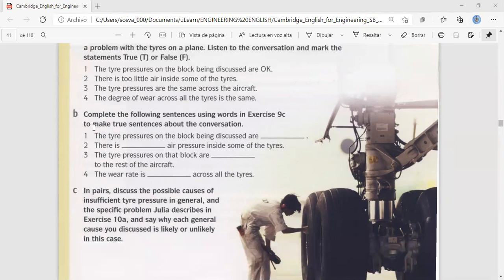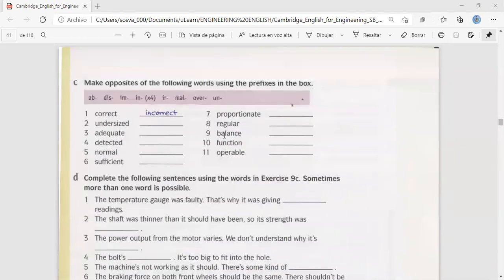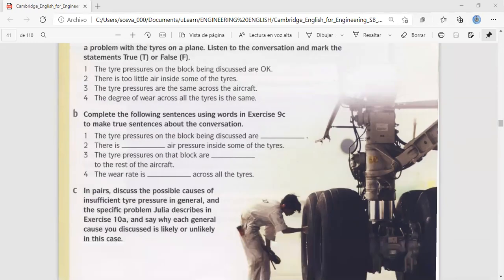Now, in letter 10b, we have to complete the sentences using words in exercise 9. So we go back to these words, incorrect, disproportionate, and stuff like that. Using now the problem of the tires. So for example, number 1 says, the tire pressures on the block being discussed are normal, abnormal. Which other word do you think would be right for this? Maybe incorrect. Incorrect, yes. Both of them are correct.